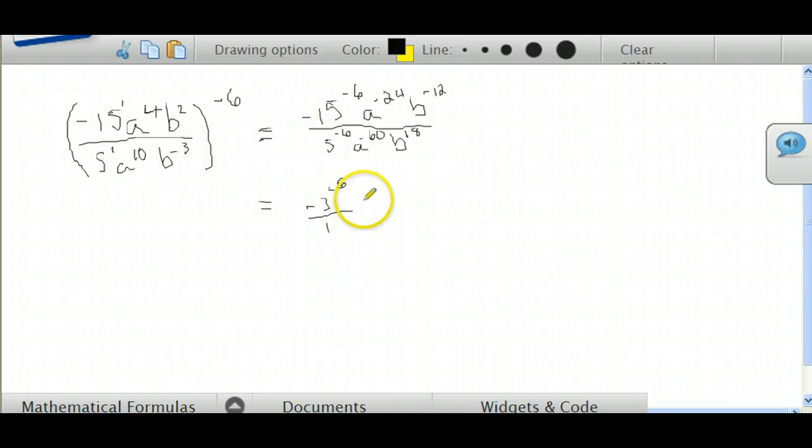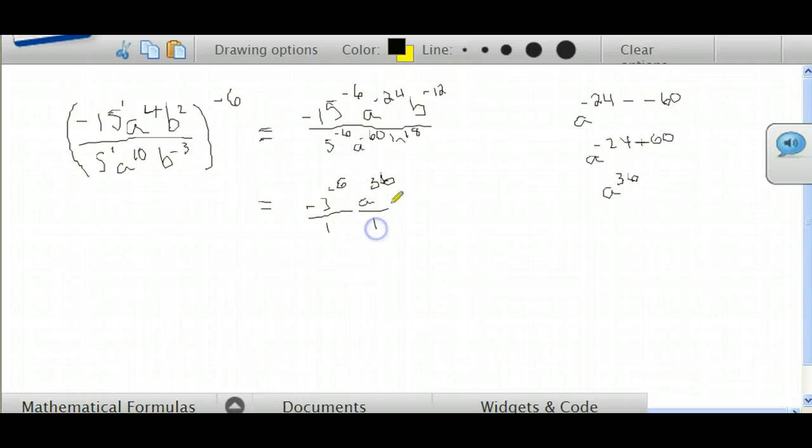Any questions on how we got that? It's negative 24 minus negative 60, which gives a to the 36, over 1. Now for the b, you have b to the negative 12 divided by b to the positive 18, and that becomes b to the negative 30. Any questions on how you got the negative 30? Everybody see how you got it? Okay, so that's over 1.